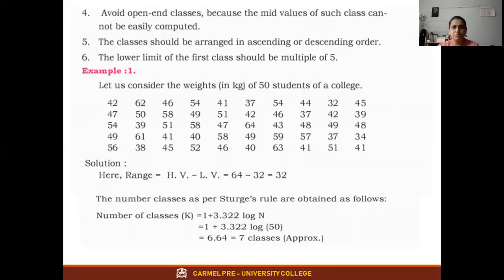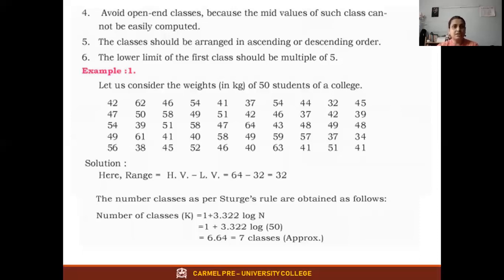Now this is a solved problem, so I know. Otherwise, you need to search. 64 minus 32, so find the range. Range is highest value minus lowest value. So what is step number 1? Find the range. Now we have to find the number of classes and the width of the class.